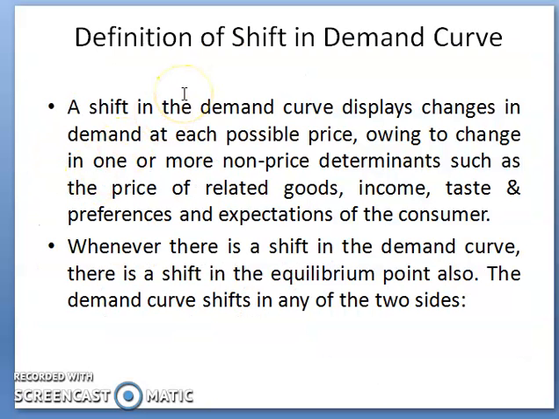Now, what is the meaning of shift in demand curve? A shift in demand curve displays the changes in demand at each possible price owing to the change in one or more non-price determinants such as price of related goods, income, tastes and preferences, or expectations of the consumers. Whenever there is a shift in demand curve, there is a shift in equilibrium point also, and the demand curve shifts in two directions. What are the two?